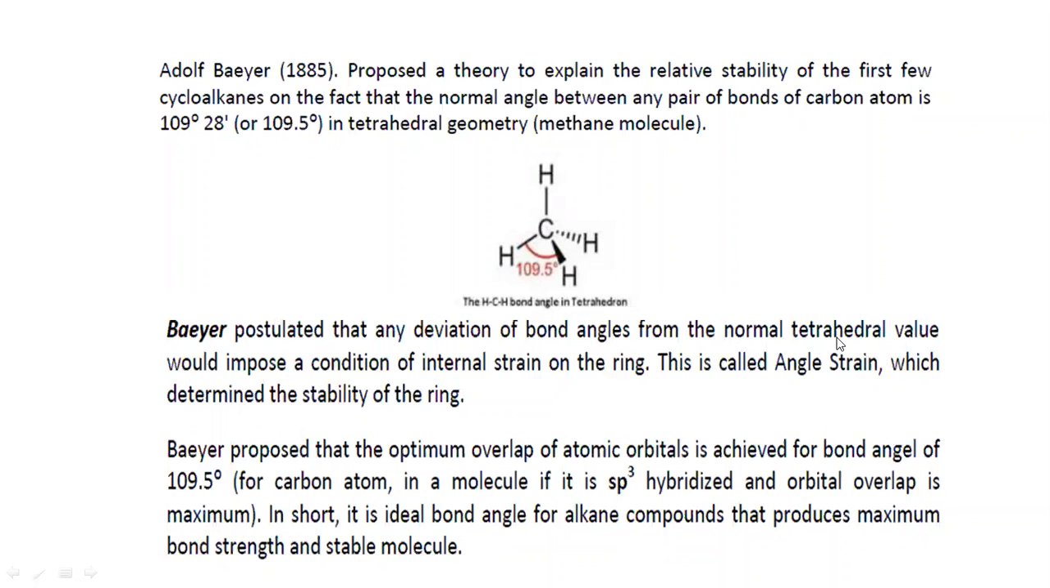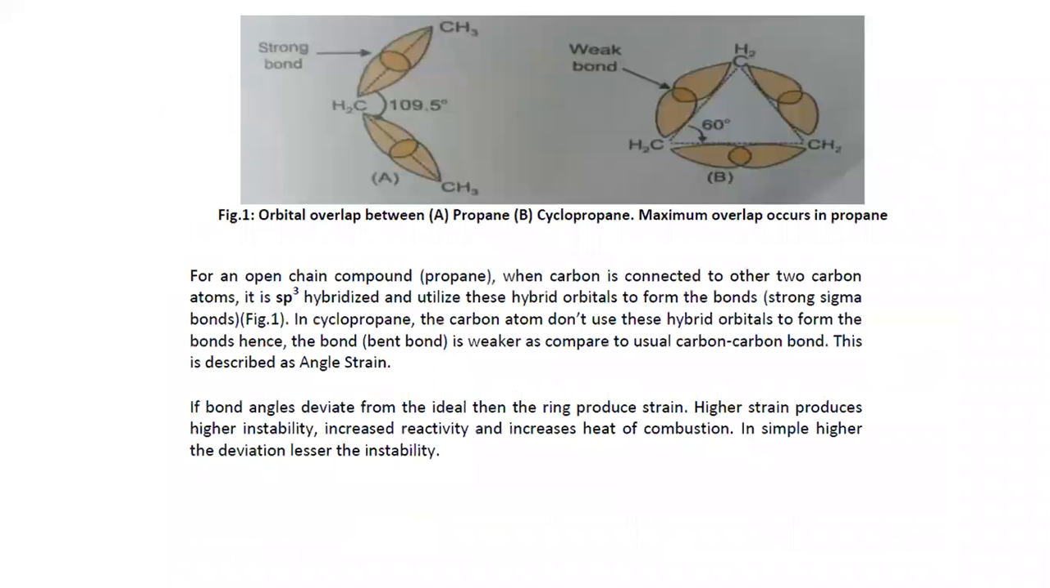A deviation of the bond angle from the normal tetrahedral value would impose a condition of internal strain on the ring, and this strain is known as angle strain. When carbon is joined with sp3 hybridized tetrahedral geometry, the bond angle is 109.5 degrees. But in the case of cyclopropane or cycloalkanes, for carbon atoms in the sp3 hybridized state, the bond angle is 60 degrees, not 109.5 degrees.